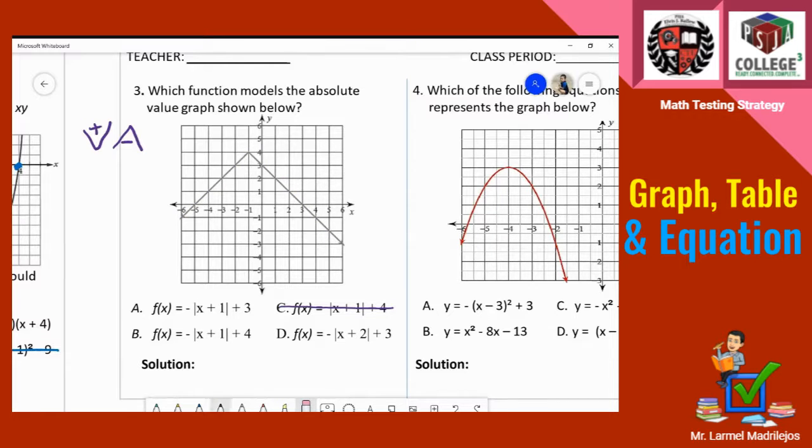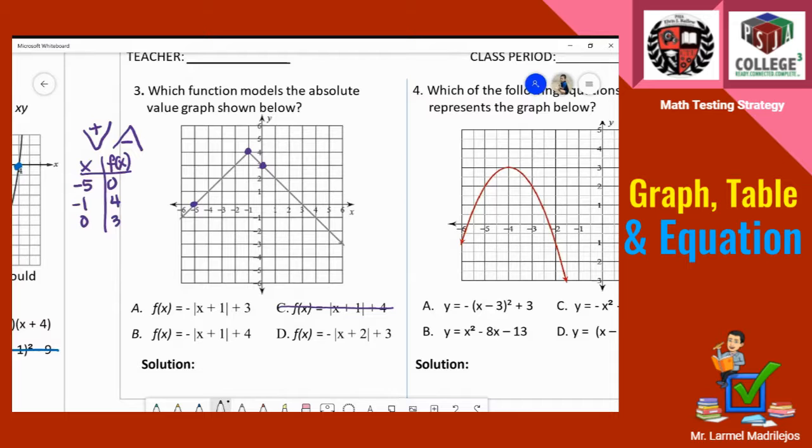Next, I'm going to choose some points. Point, point, another point. I'll choose 3. So that's my x. They use f(x), so I'm going to use f(x). So this is negative 5 and 0. That's negative 1 and 4. And 0 and 3.